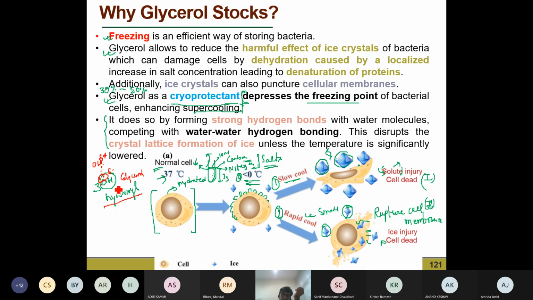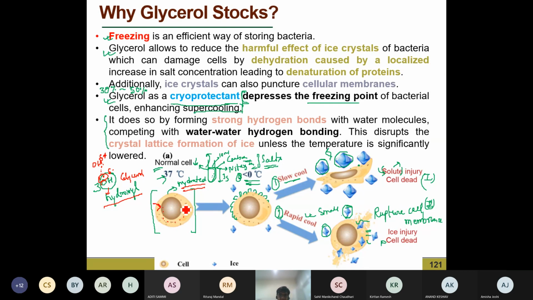Okay, so we are increasing the concentration of these OH groups. These OH groups will form strong hydrogen bonds with the water molecules that are present within the cell. As I told you, cells are hydrated in nature. That means the cells have water inside them.